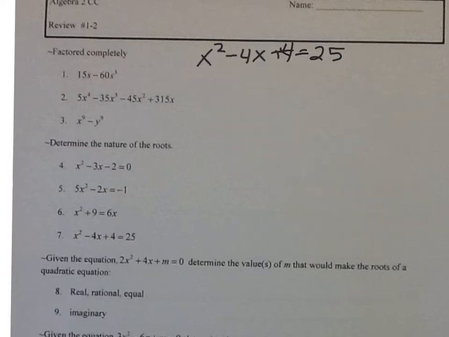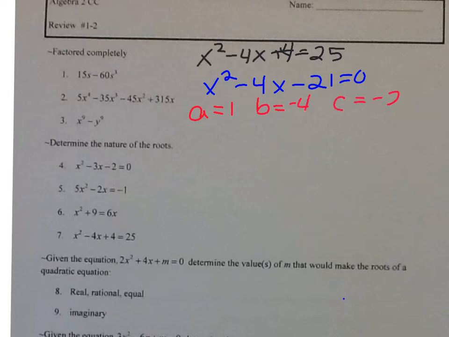Okay, so number 7 is x squared minus 4x plus 4 equals 25. So we have to minus the 25 over. X squared minus 4x minus 21 equals 0. A is 1. B is negative 4. C is negative 21. So we have negative 4 squared minus 4 times 1 times negative 21. Plug that into the calculator all at once, and we get 100.